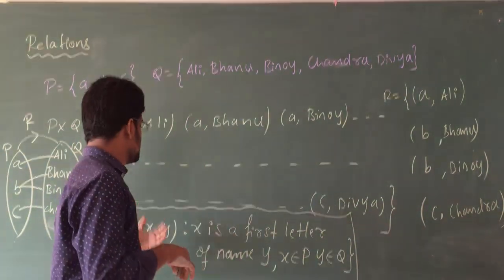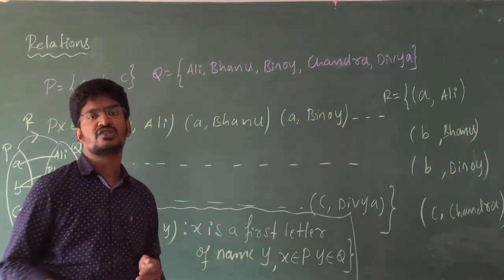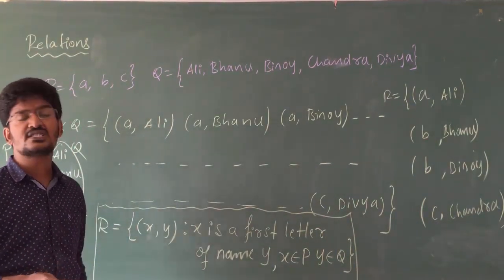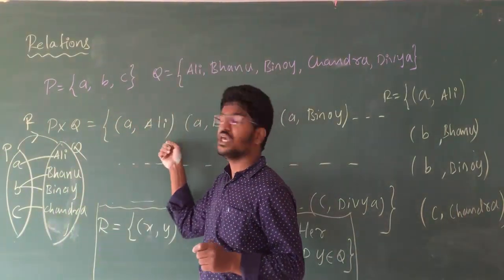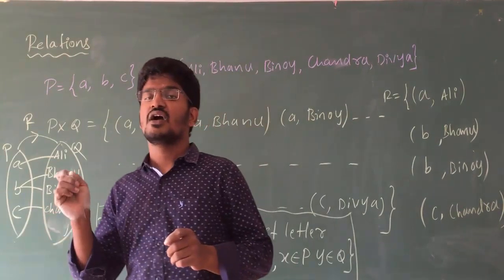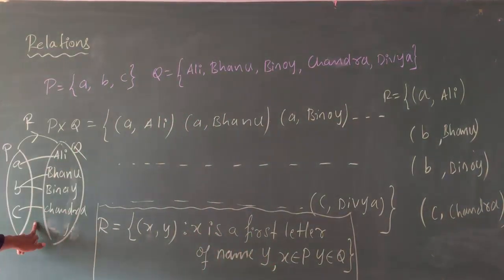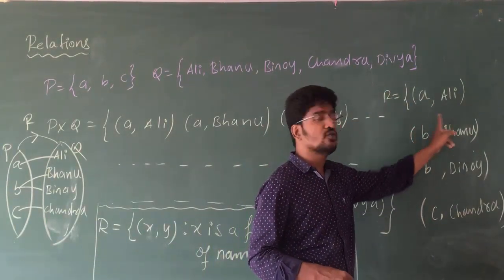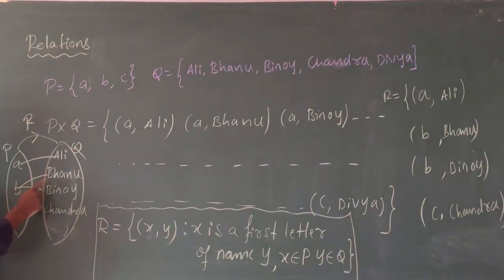No problem. In the next part, I am going to define a relation formally. Before that, you must understand this: if R is a relation, it should be a subset of P cross Q, where P cross Q is the Cartesian product of set P and set Q. This is nothing but mapping. See this: A to Ali, B to Bhanu, B to Binoy, C to Chandra. That's what we have written here. This is called mapping. Clear?